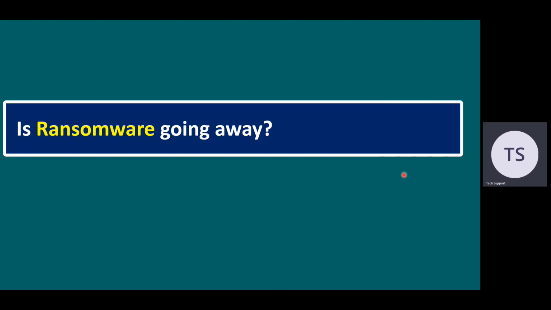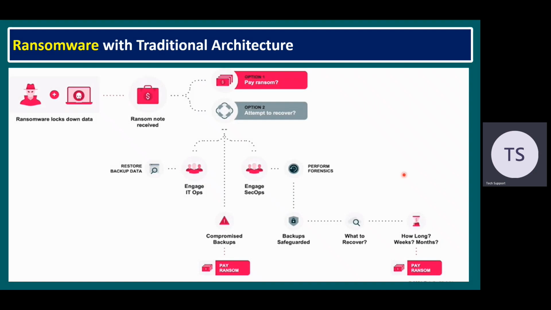So let's talk about ransomware with the traditional architecture first. Ransomware locks down the data. This is the first step. That is how we identify that ransomware has affected the production data: it locks down the data. And then a note is received. Customers receive the ransom note, and we have only two options. Option one, pay the ransom to the hacker, and option two, attempt to recover. These are the two options we have.